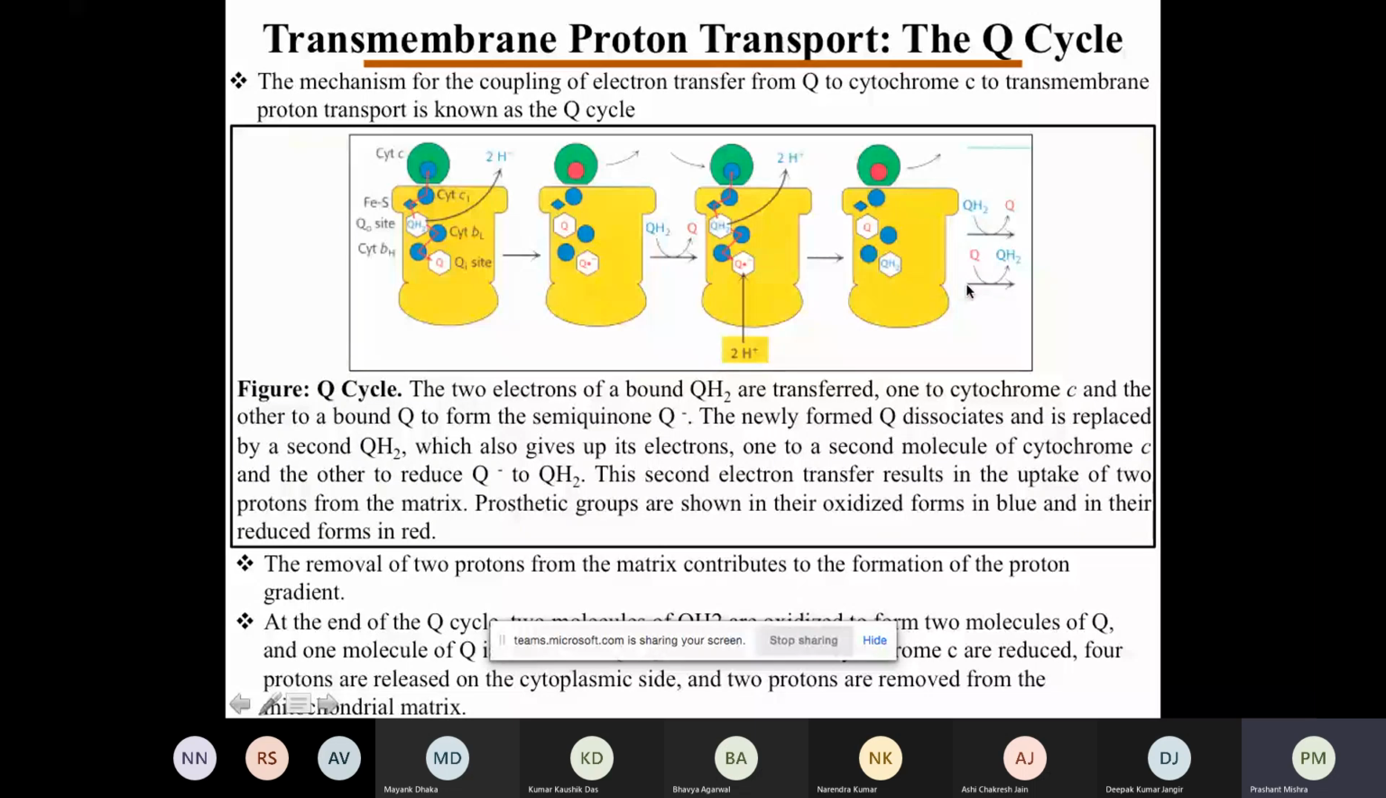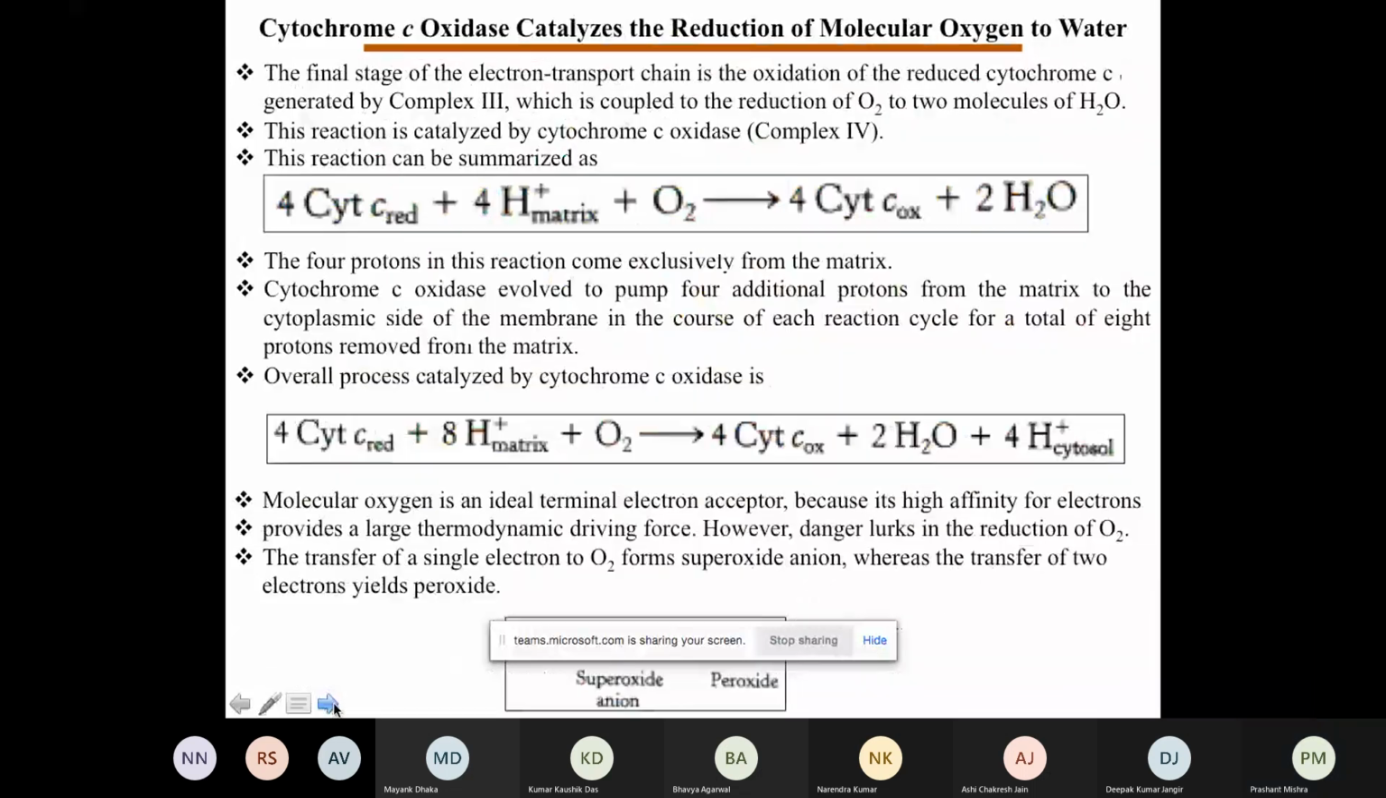Recycling of Q is happening, and during this process, one electron is moving from coenzyme Q to cytochrome C. So this is the reaction which is shown. You have cytochrome C, which is the reduced form. It will get oxidized, and four protons are taken from the matrix, and one molecular oxygen is converted into two water molecules. So this is the overall process of cytochrome C oxidase.